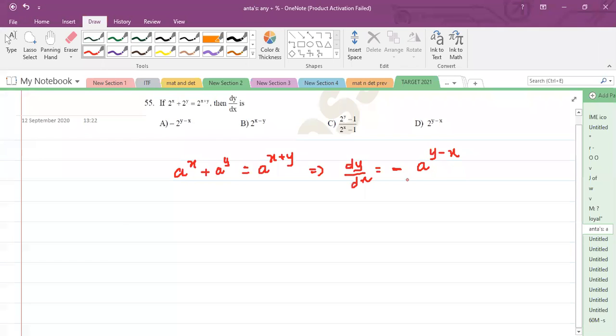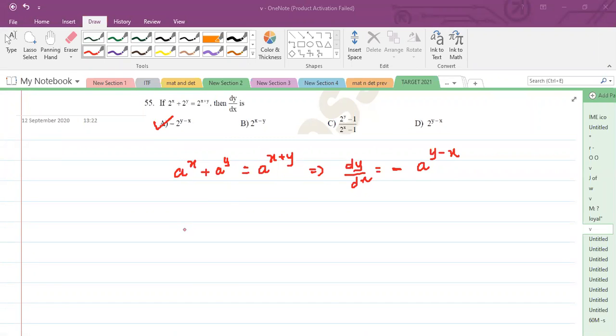I will explain how this shortcut holds. In class, let me explain how this will be the shortcut and derive it, but this is the shortcut. Therefore, by looking at this, you can immediately say option A will be correct, because in place of a, we have 2.